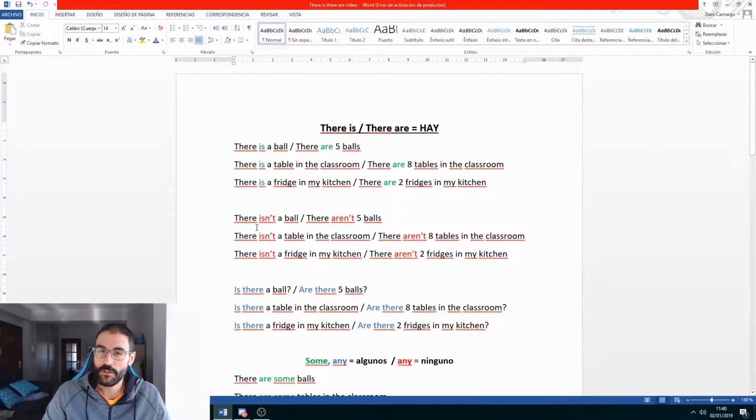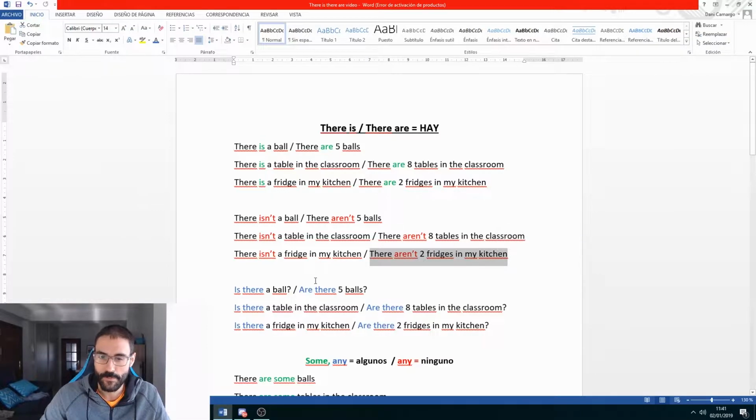Now, when we want to do the negative, it's very simple. Just there isn't. Remember that isn't is like is not. Okay, there isn't a ball. No hay una pelota. There aren't 5 balls. No hay 5 pelotas. Okay, there isn't a table in the classroom. No hay una mesa en la clase. There aren't 8 tables in the classroom. There isn't a fridge in my kitchen. There aren't 2 fridges in my kitchen.